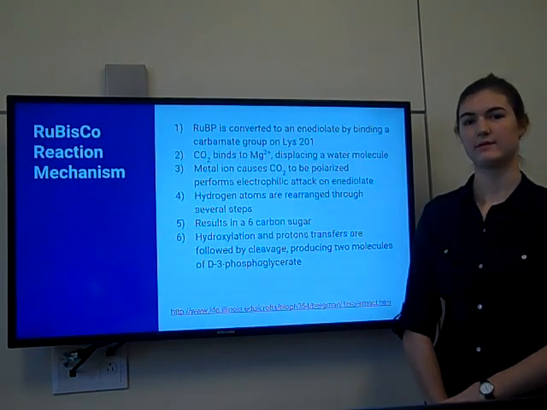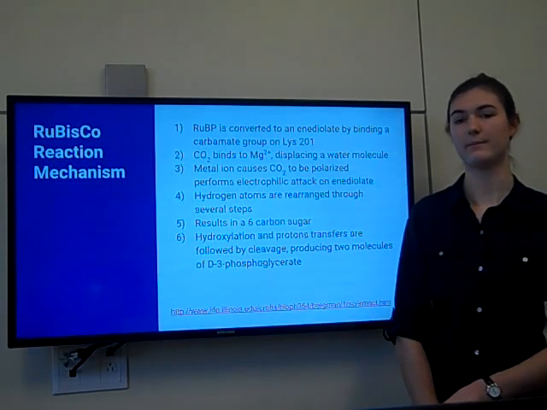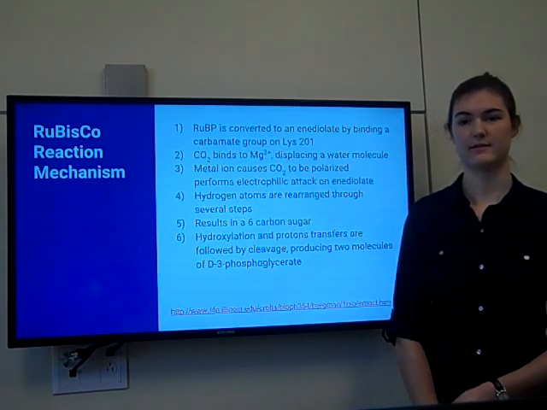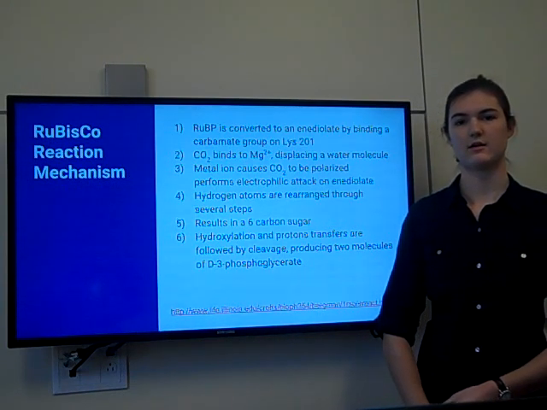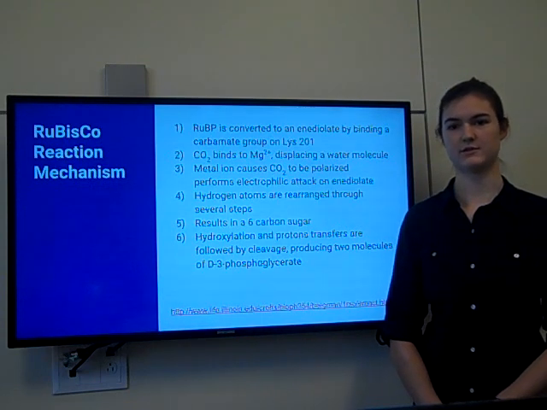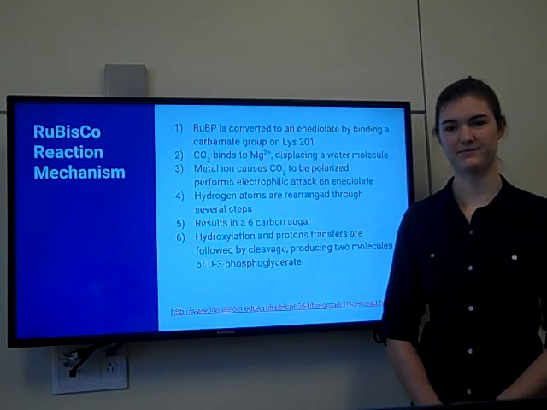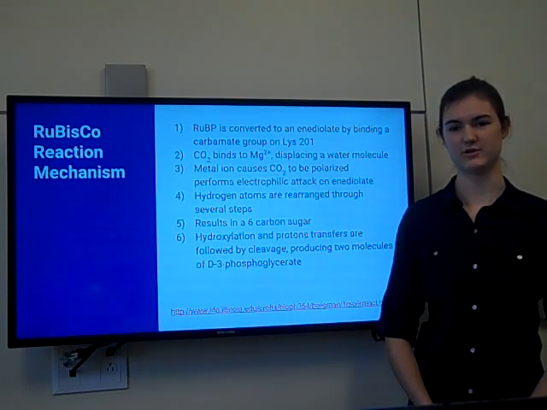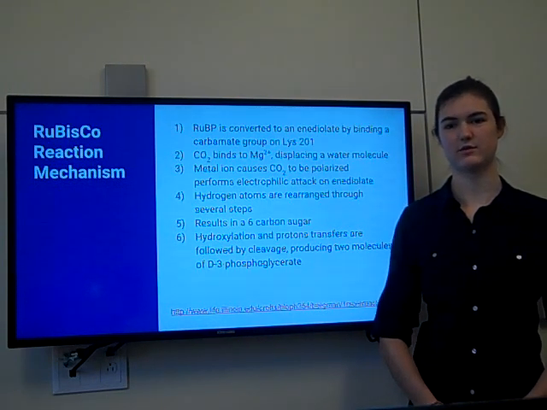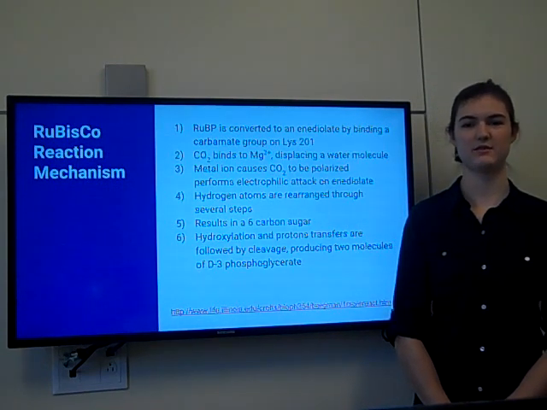So the first step in the Rubisco mechanism is the conversion of RuBP to an enediolate by binding the carbamate group on lysine 201. Carbon dioxide then also binds the magnesium, displacing a water molecule that used to be there. And the metal ion causes the carbon dioxide to be polarized, which allows the carbon dioxide to perform an electrophilic attack on the enediolate. Hydrogen atoms are rearranged through several steps, resulting in a 6-carbon sugar. Then several hydroxylation and proton transfer steps are followed by cleavage, producing 2 molecules of D-3-phosphoglycerate.